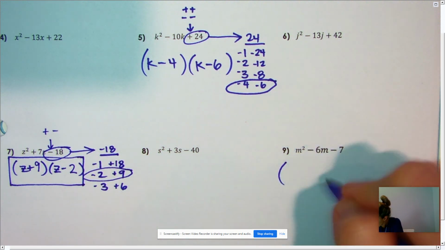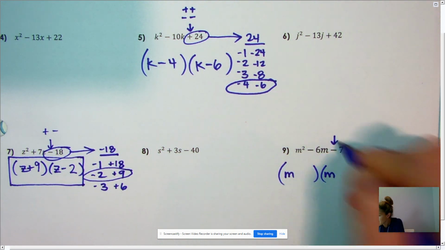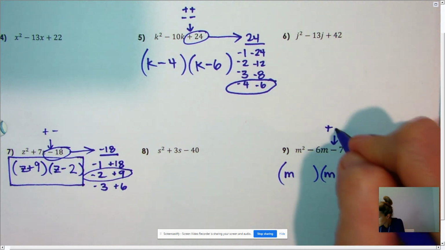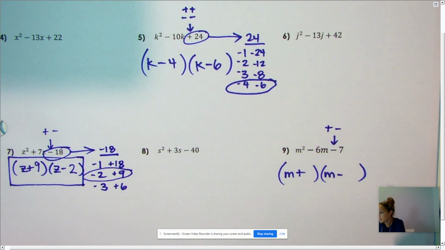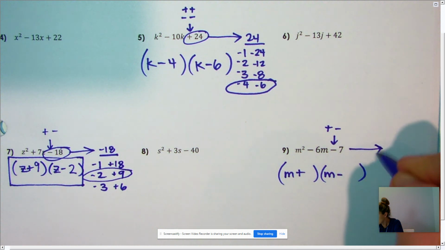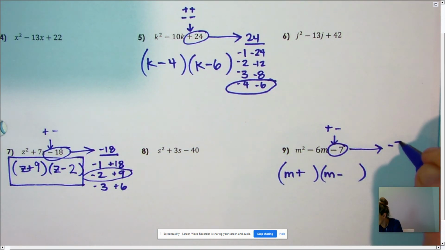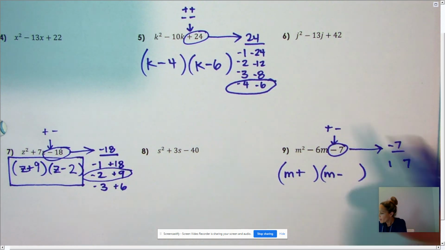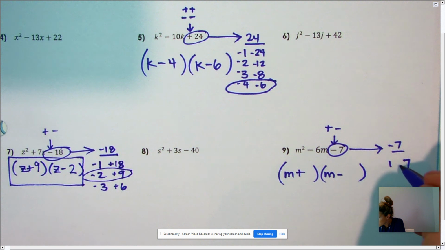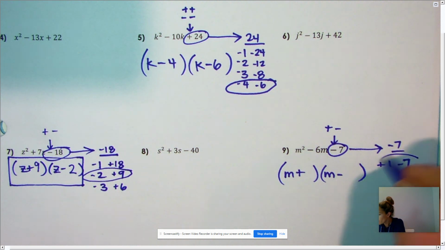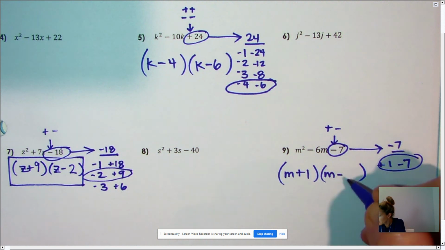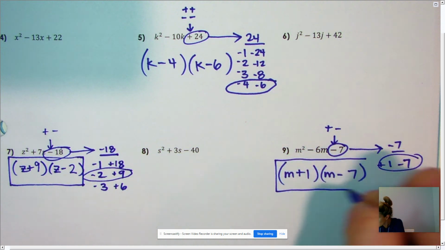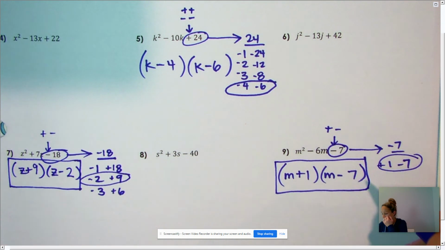Okay, question number 9. We're going to start by drawing our parentheses. We're going to put an M on each one. Because it multiplies to make a negative, that means one has to be plus, one has to be minus. And we're going to make the long list of all the things that multiply to make 7, which would be just 1 and 7. I was using sarcasm there. Okay, and so we need to see, well, the answer is going to be negative, so the bigger one needs to be negative. So there it is, a positive 1 and a negative 7. And that will indeed multiply to make negative 7 and add up to make negative 6.